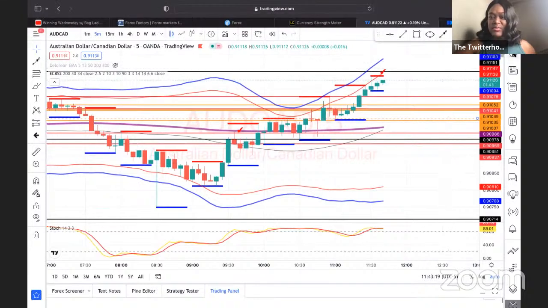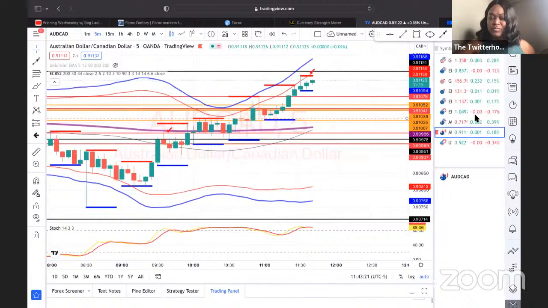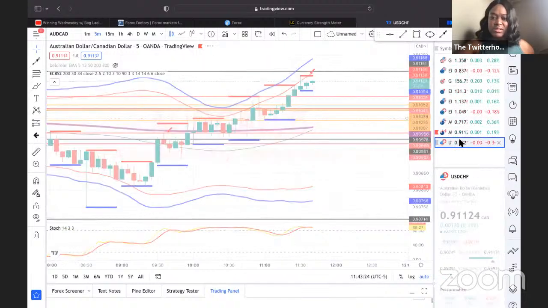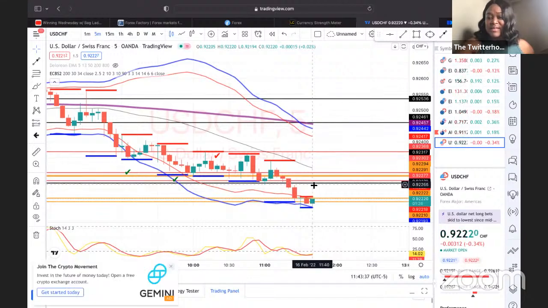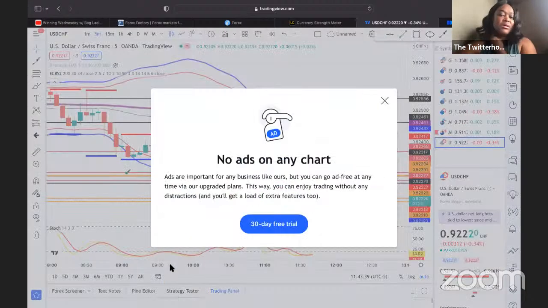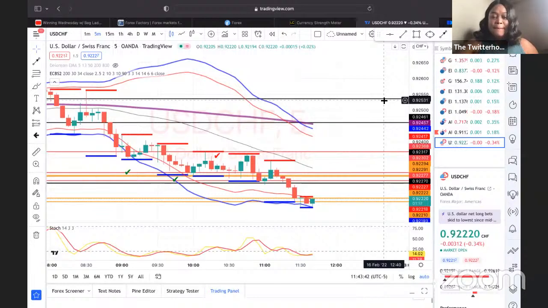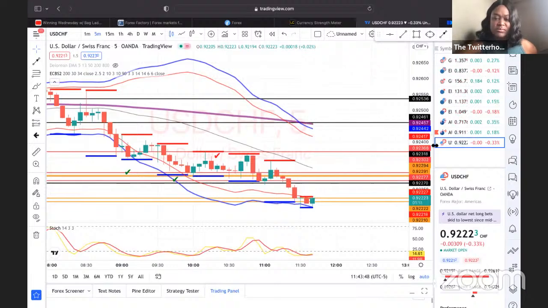Yeah, I don't think any one of these are going to trigger now. USD CHF, bullish. Let's see if that comes by noon. We'll just keep an eye on it, okay? But yeah, I need to see a pullback to here to get in. No questions?